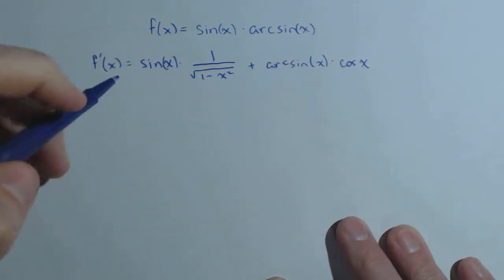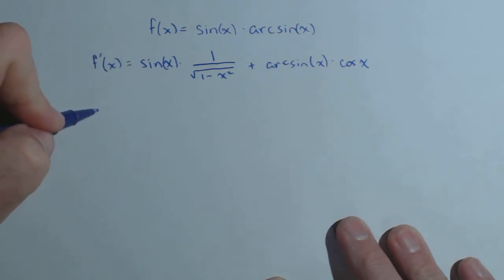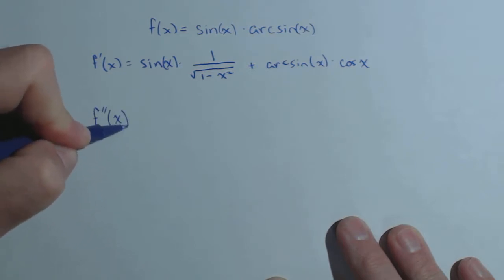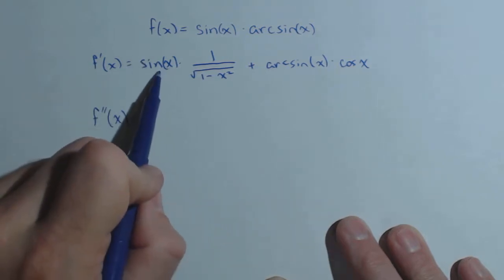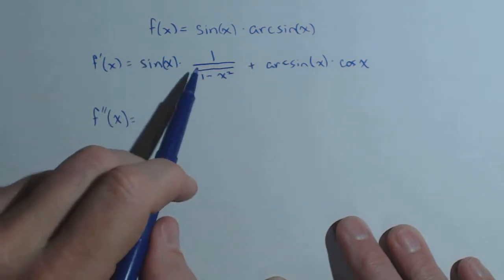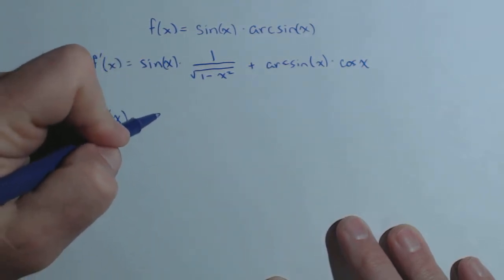Now, we need to take the second derivative of this, and there's really not a lot of simplifying we can do. So f double prime of x, we're going to have a double product rule, one here and one here. So let's do the first product rule.